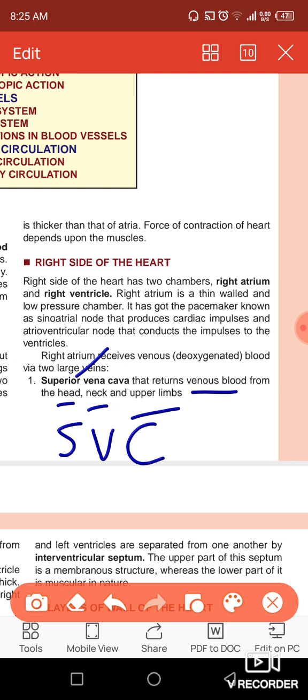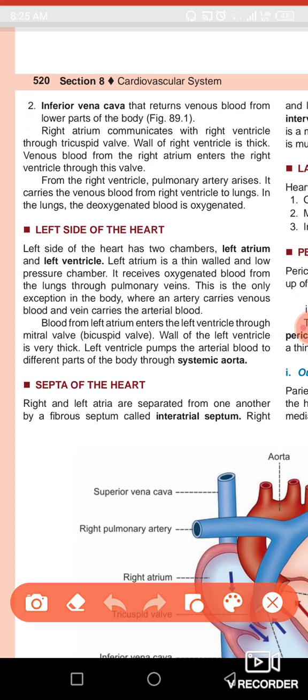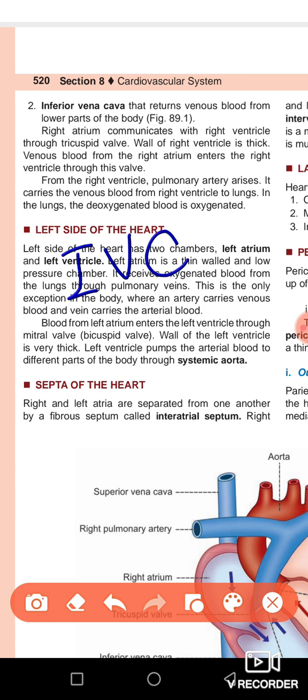So the deoxygenated blood from your brain, from your head, from your shoulders, from your arms is going to the SVC. Now the second vein of the right atrium is the inferior vena cava. It could be mentioned as IVC, so I am going to write it like that. It returns the blood from the lower part of your body, from your legs, your abdominal part, your thoracic part. All of these veins enter into your inferior vena cava, and then go to your right atrium. Okay, so the right atrium communicates with the right ventricle.